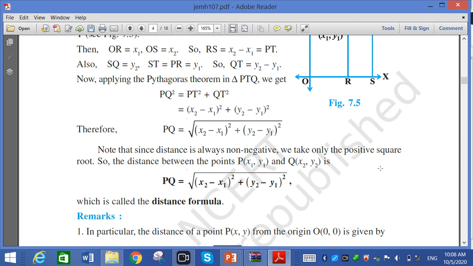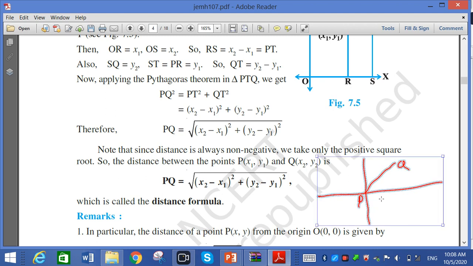Now one important formula, one more formula. If I want to find out the distance from the origin, here it is P and here it is Q. Now here it is 0, 0. From the origin the coordinates are always 0, 0.